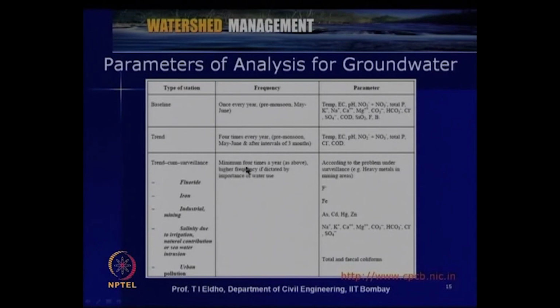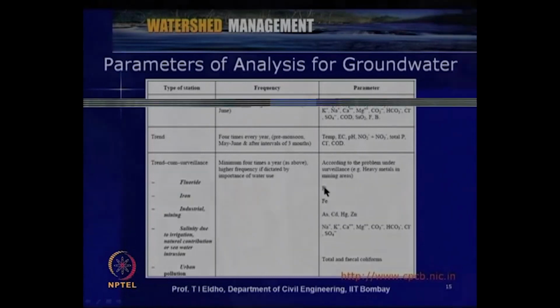Then for trend cum surveillance stations, we have to collect data a minimum of 4 times a year, and analyze for important parameters like fluoride, iron, industrial mining or salinity, etc. Other important parameters are iron content, arsenic, cadmium, mercury, etc., and total and fecal coliforms. So, depending upon whether it is surface water or groundwater, we can identify the type of stations, the frequency and the parameters. That was about groundwater.